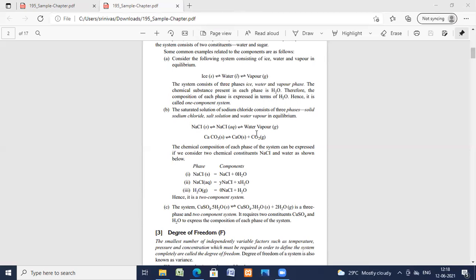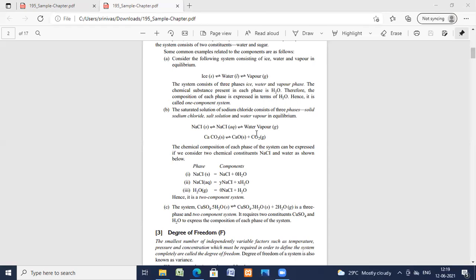Similarly, ammonium chloride, ammonia plus HCl. In a closed vessel in the gaseous phase, NH3 and HCl are always in equal amounts. Hence, composition of two phases are expressed in single component, NH4Cl, C is equal to 1. In an open system, you take NH3 and HCl, they are in equal amounts. The number of components are C is equal to 2.